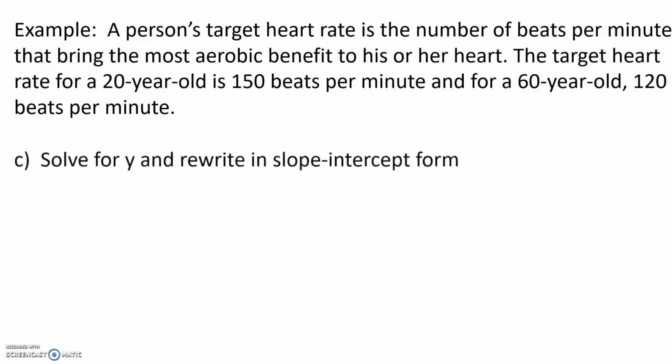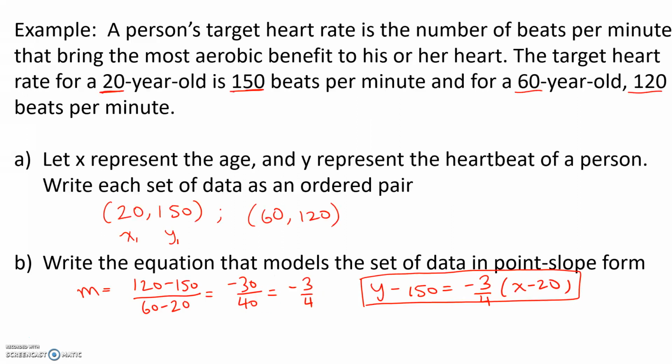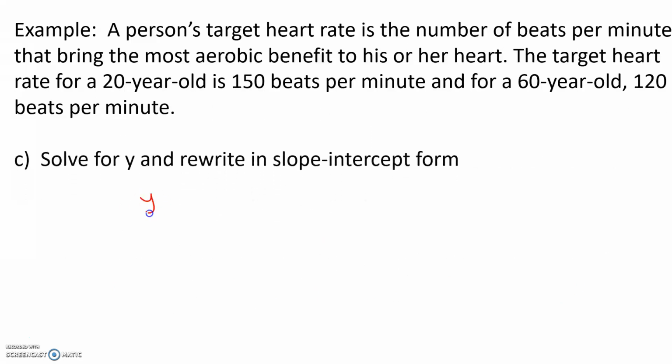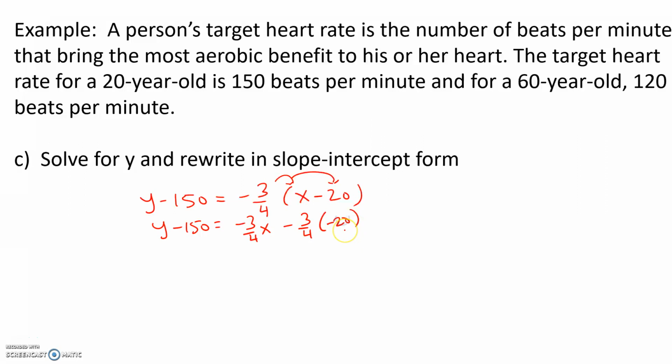Part C, solve for y and rewrite the equation in slope-intercept form. So once again, my equation in point-slope form was y minus 150 equals negative 3/4 times x minus 20. To rewrite the equation in slope-intercept form, we must distribute the negative 3/4. This will give us y minus 150 equals negative 3/4 x minus 3/4 times negative 20.